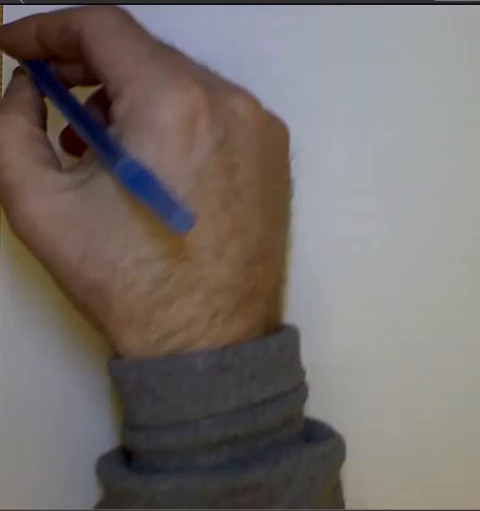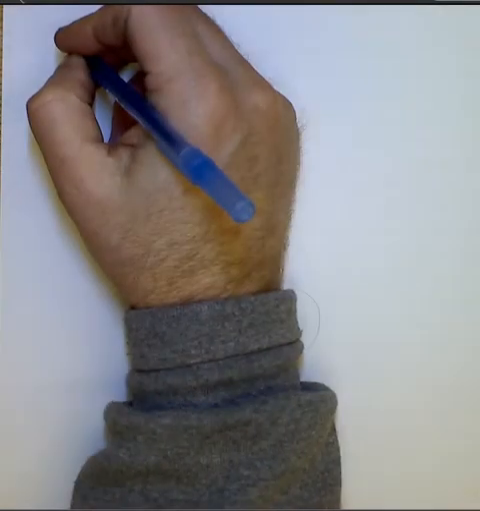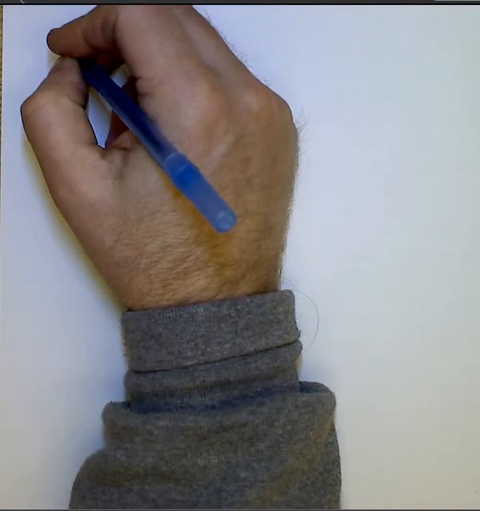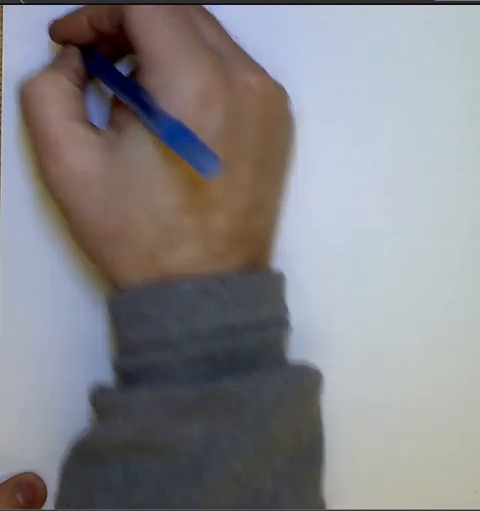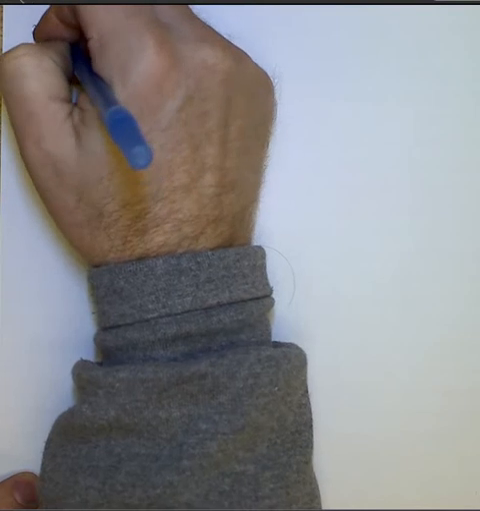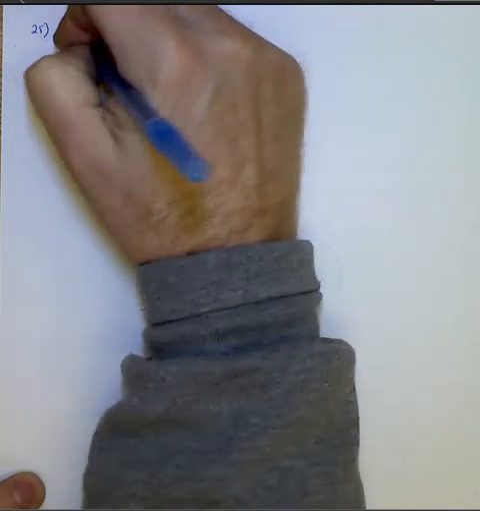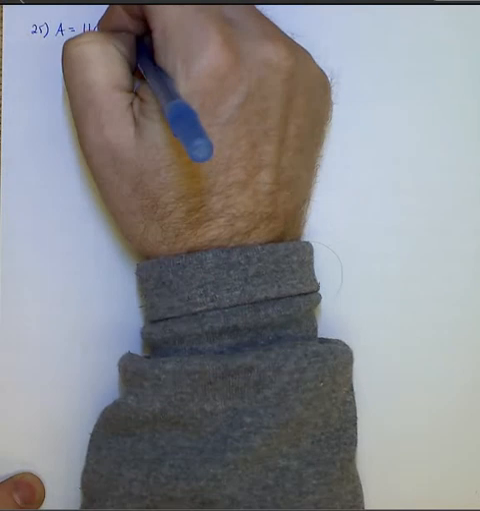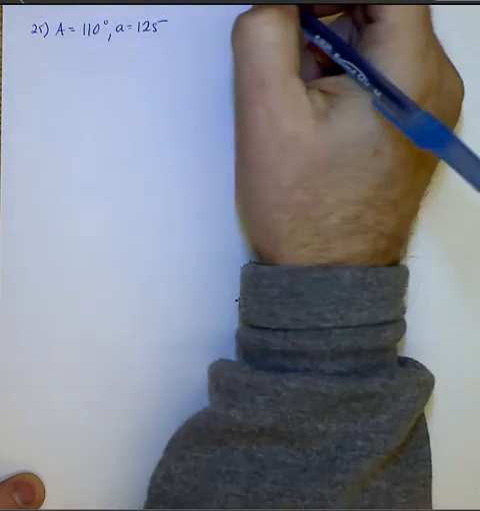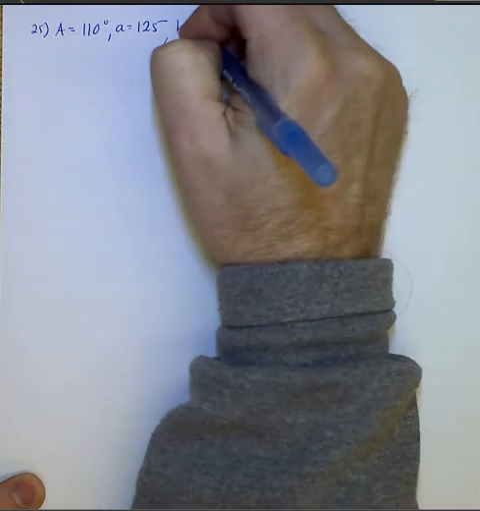Alright, this relates to 6.1 law of sines. And I think the best way to do this is to give you one example from each of the three cases. So number 25 is one of the homework problems. You're given A equals 110 degrees, little a, which is the side across, is 125, and you're given B as a side, which is 100.